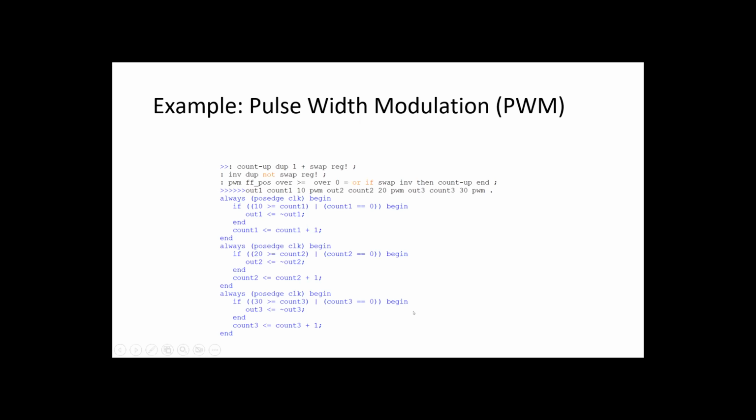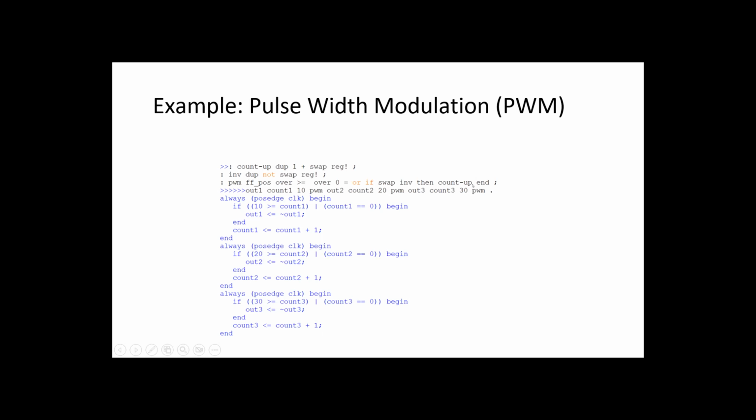So here's a small example. If I had a little bit more time, I would have done a live demo, but I will just go through this quickly. What we're doing here is we create a number of definitions. One here is to count up a register. So we create a register that counts up. We can create a register that does inversion, and we can put those together along with a few other words to create a pulse width modulation module.